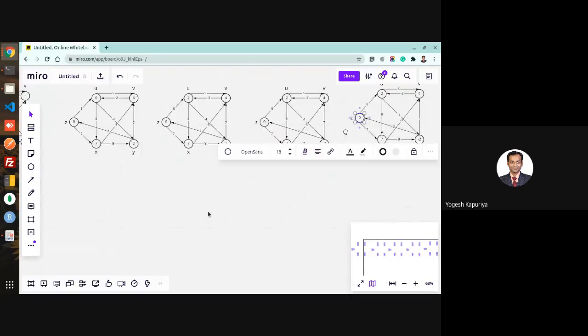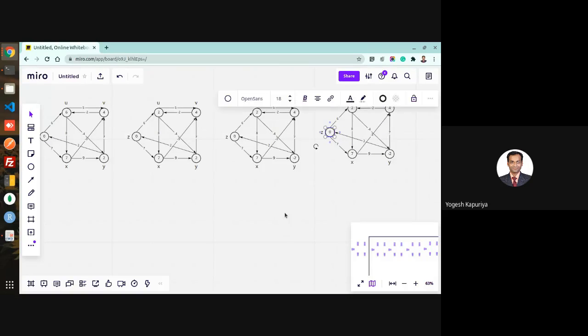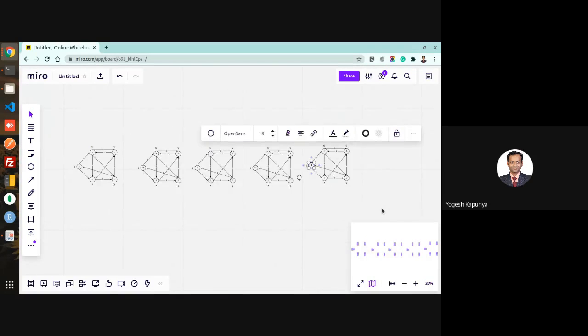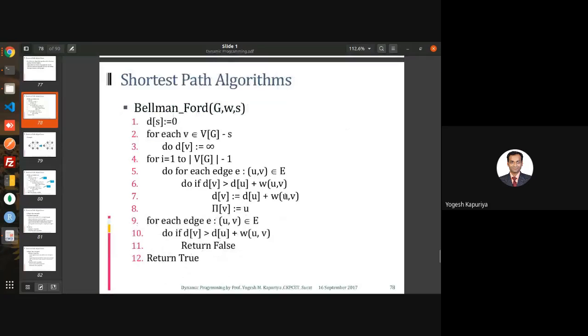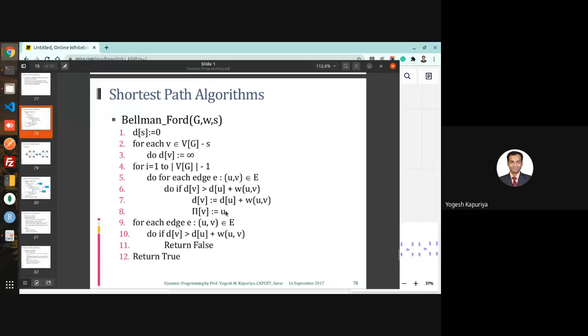Okay. The approach is very simple. You have to repeat V minus 1 times. What you are supposed to repeat? You are supposed to relax each and every edge every time, in every iteration. So basically this is an iterative algorithm which gives you the guarantee of finding out the shortest path.